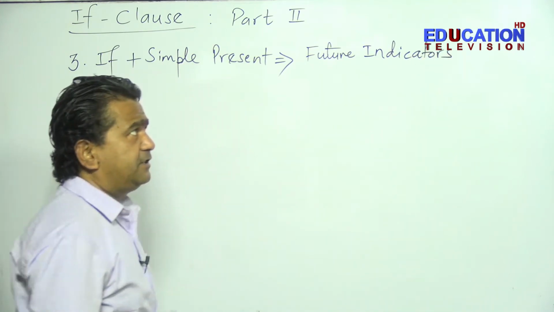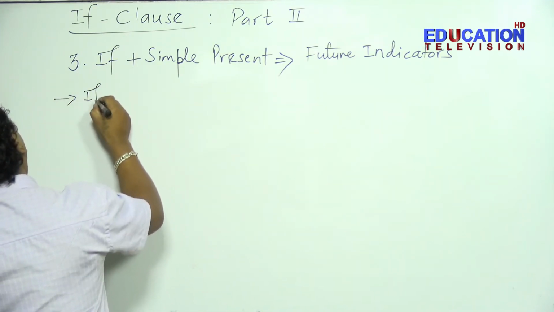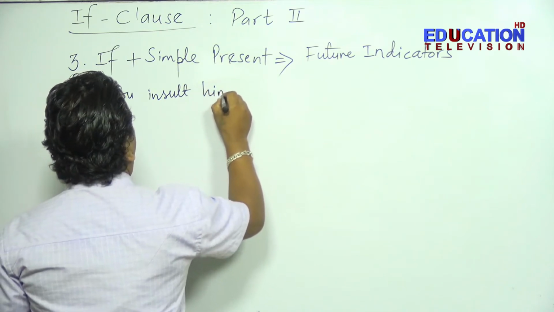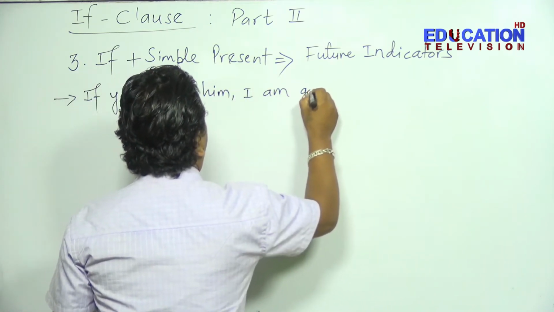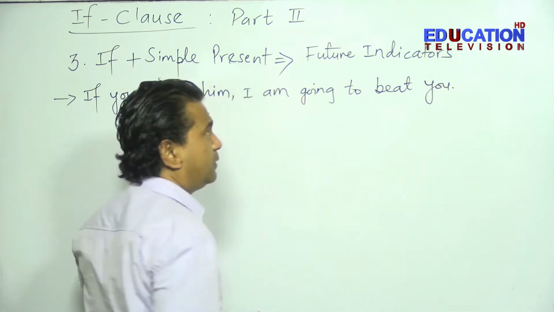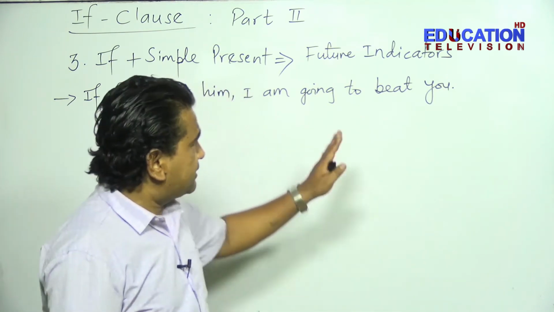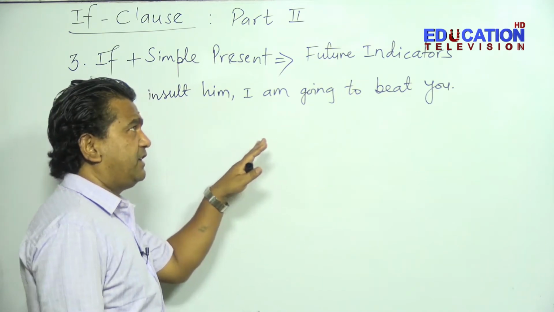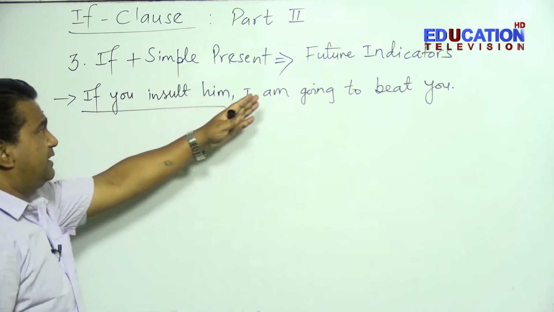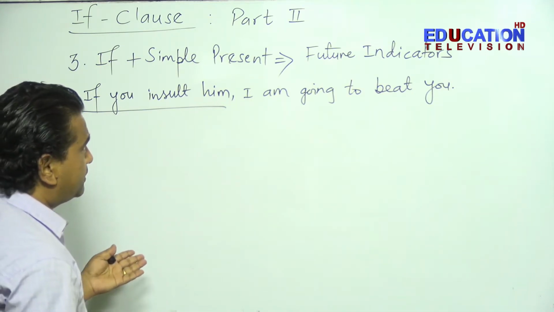What do you mean by future indicators? You know, let us see. If you insult him, I'm going to beat you. It's for sure. If you insult him, I'm going to beat you. It's for sure. You know, certain. So look, the tense is present, but the sense is future here. If you insult him, this is simple present. Fine? Simple present. But the next side, I'm going to beat you. Here, the tense is present, but the sense is future.